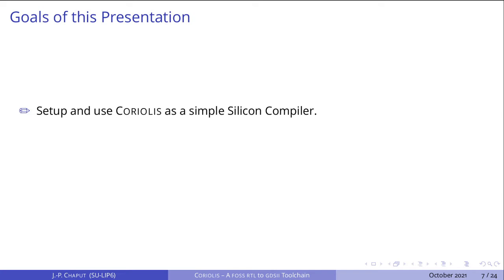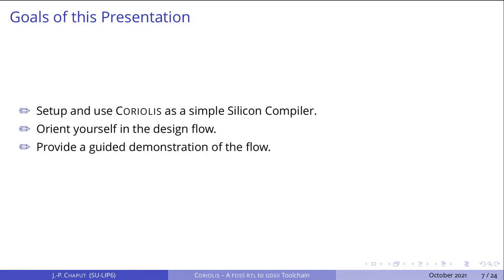So now we will narrow the focus of this presentation to the use of Coriolis as a silicon compiler. But to understand the errors that can occur, you must be able to orient yourself in the design flow and to understand what is possible and what is not. To illustrate that, I will present a representative example of a small design.